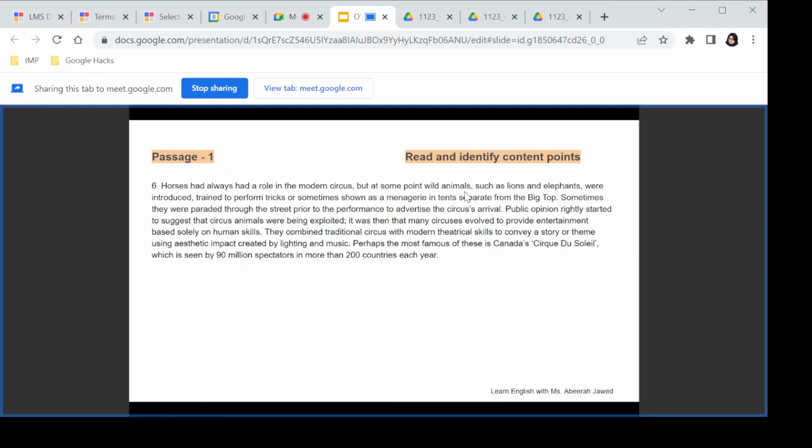That wild animals were introduced in modern circuses. If you've written this one, perfectly fine. If you include the points such as lions and elephants only, and if you've skipped writing the point of wild animals, you won't get marks, because you're just giving the examples. If you've written the basic point here, wild animals, and then, for example, lions and elephants, then it would be okay. Even if you just write wild animals, it would be okay. That is one reason I'm going to take you through the mark schema soon after this.